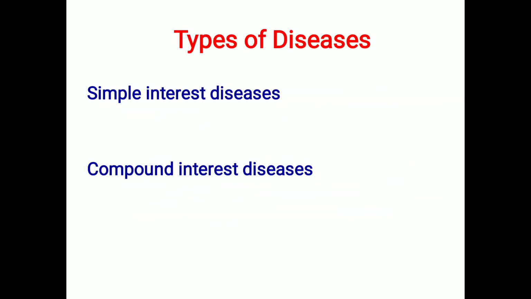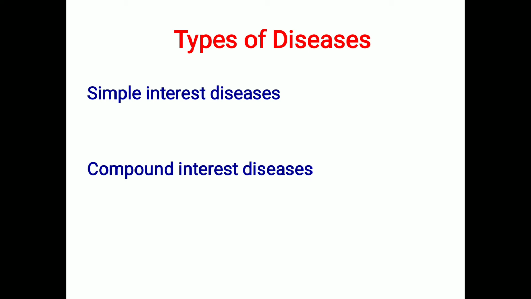Next we discuss the types of diseases. Depending on different parameters, diseases are categorized into two types, that is simple interest disease and compound interest disease.